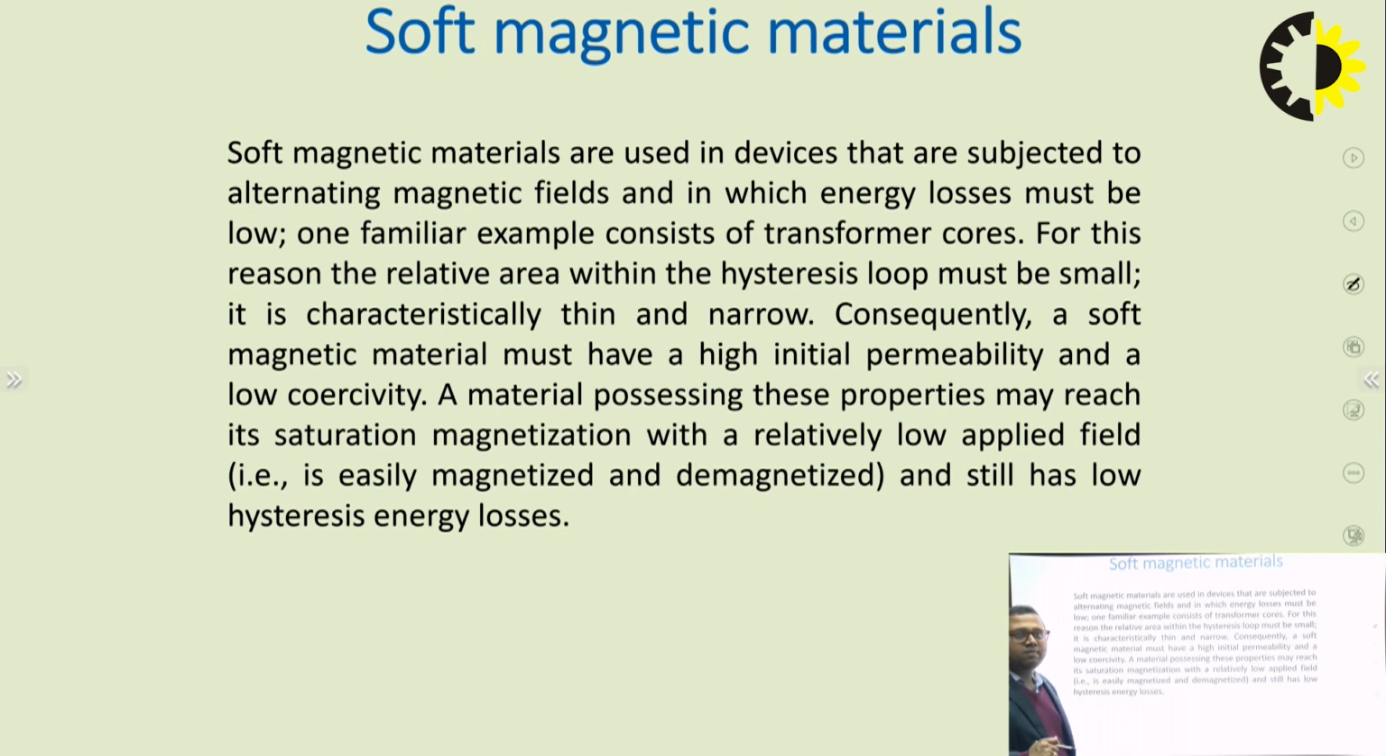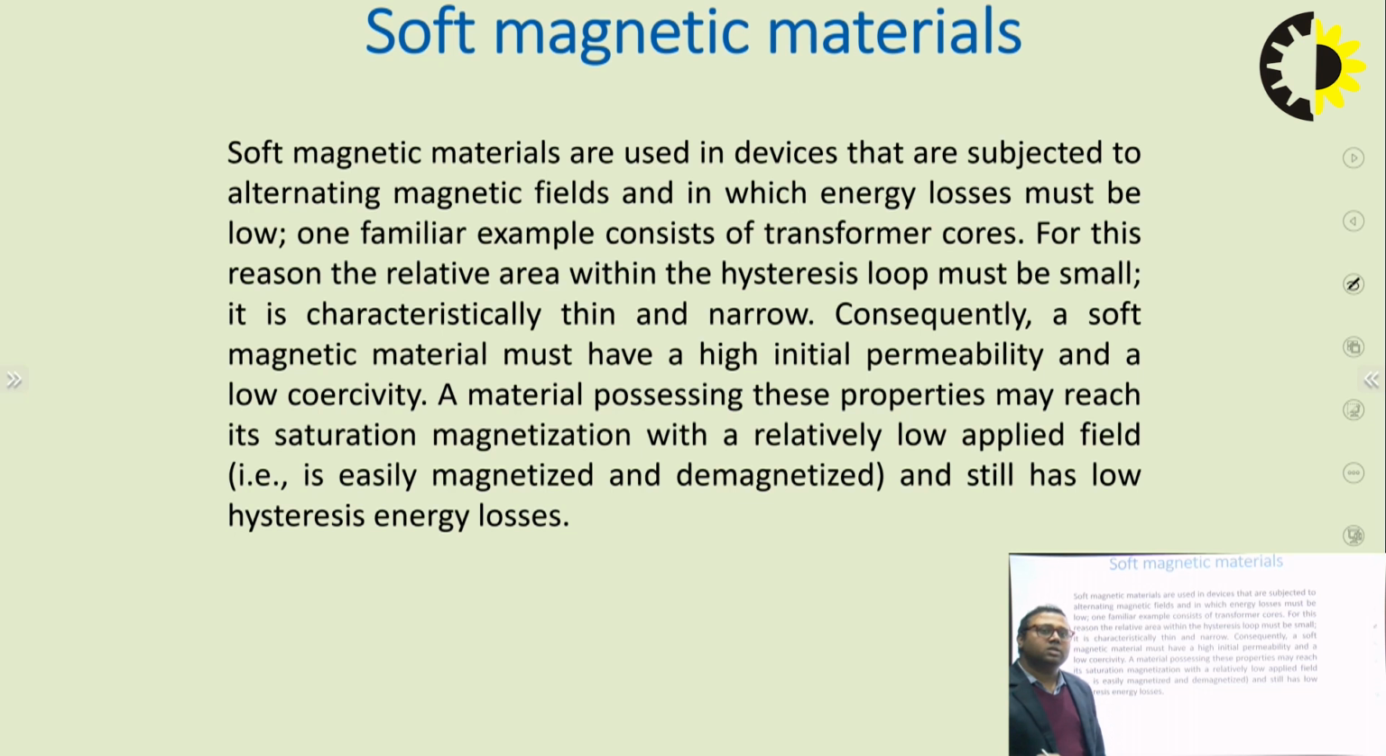Soft magnetic materials are used in devices that are subjected to alternating magnetic fields and in which energy losses must be low. One familiar example consists of transformer cores. For this reason, the relative area within the hysteresis loop must be small. If the hysteresis loop is small, it means that the energy loss is small and it is thin and narrow. Consequently, soft magnetic materials must have high permeability and a low coercivity, which I have already told you.